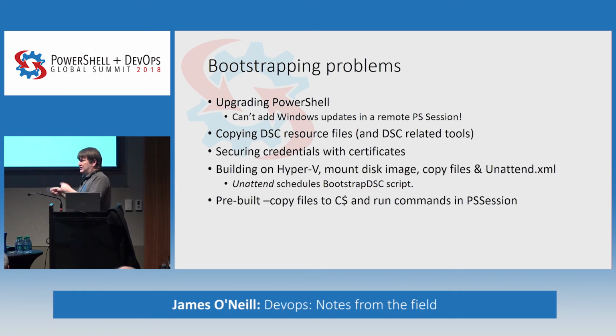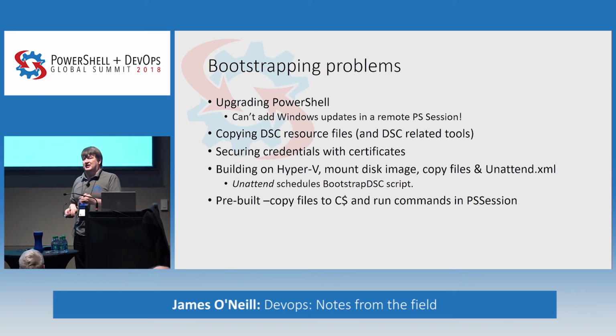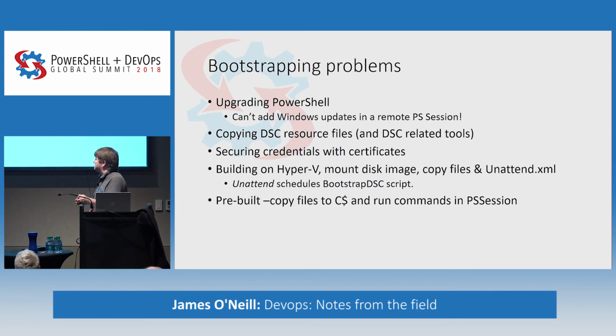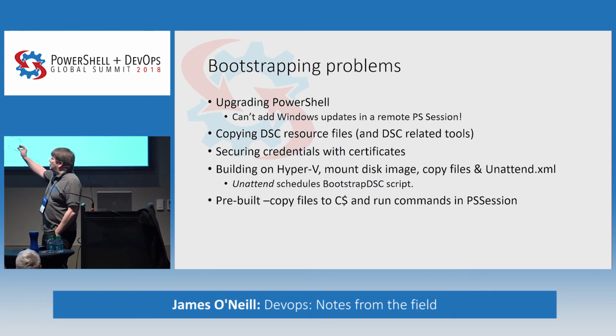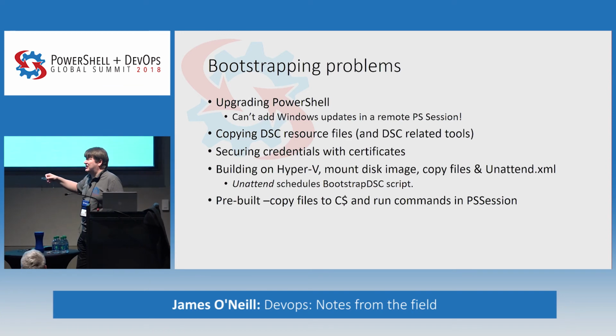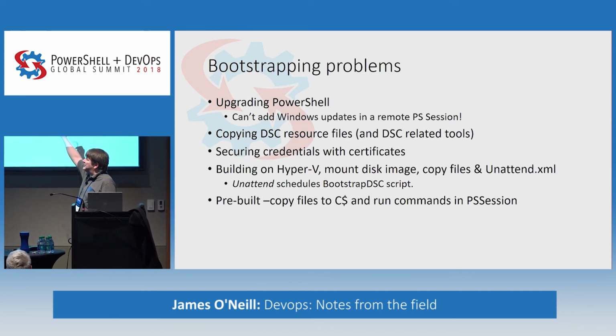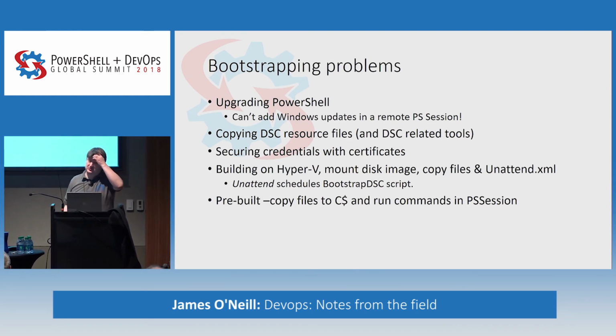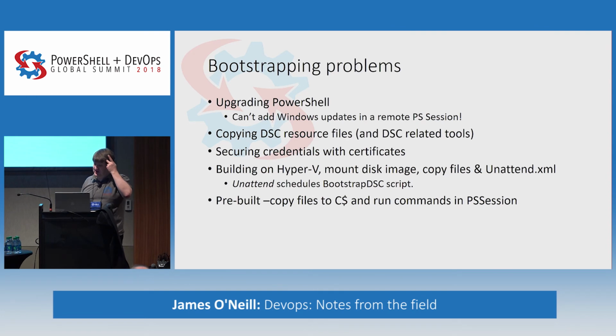The other thing is, a lot of these things need credentials to be specified. They're going to be my credentials, unfortunately, and so I want them encrypted with the certificate. But how do I get a certificate from that machine initially? So we needed to sort that one out. When we build on Hyper-V, I mount the VHD file, I create a machine-specific unattend.xml file and copy that in. I copy the other files that I need, and then the unattend.xml schedules a script called Bootstrap DSC, and that runs at boot time.